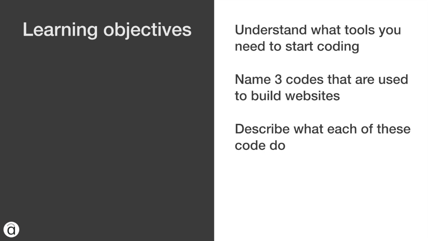So for this very short video, I've got some learning objectives for you. First, understand what tools you need to start coding. Then name 3 codes that are used to build websites, and that's what we can learn as we go along, and describe what each of these codes does.